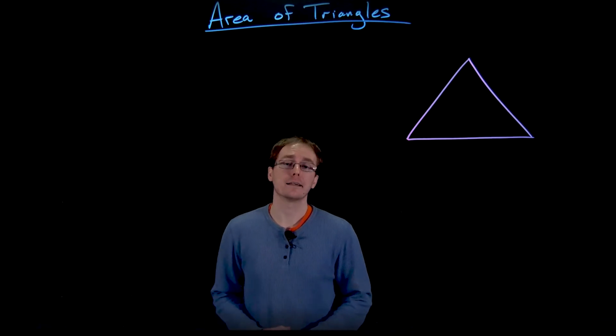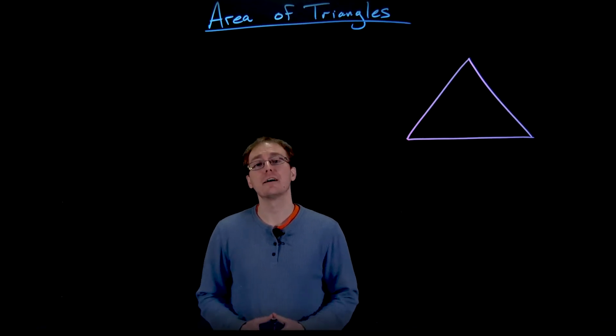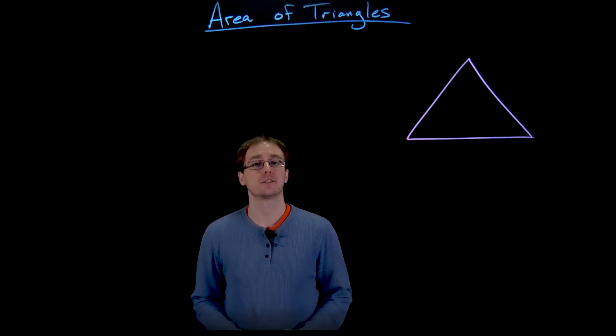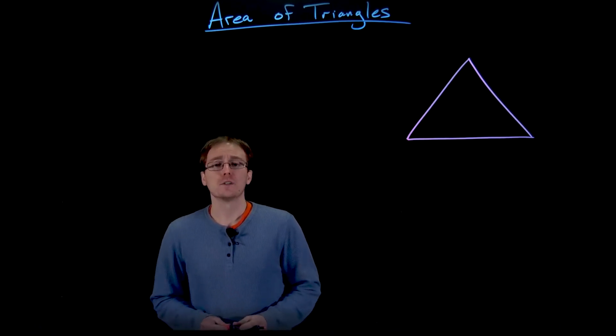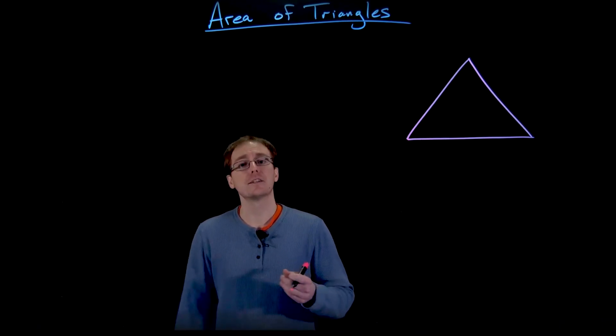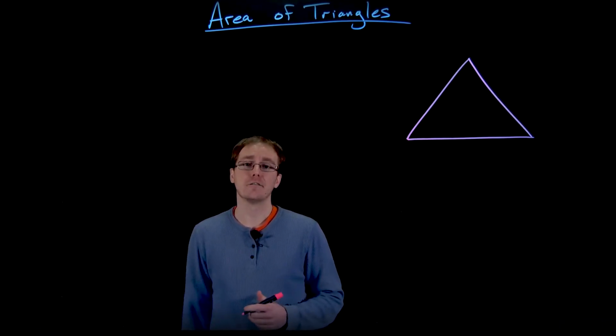Hello everyone, welcome back. In one of our earlier videos, we discussed how to find the area of one of our non-right or oblique triangles, and I want to revisit that discussion. So in our earlier video, we saw that if we know two side lengths to our triangle and the angle between them, that is enough information to find the area of that triangle.